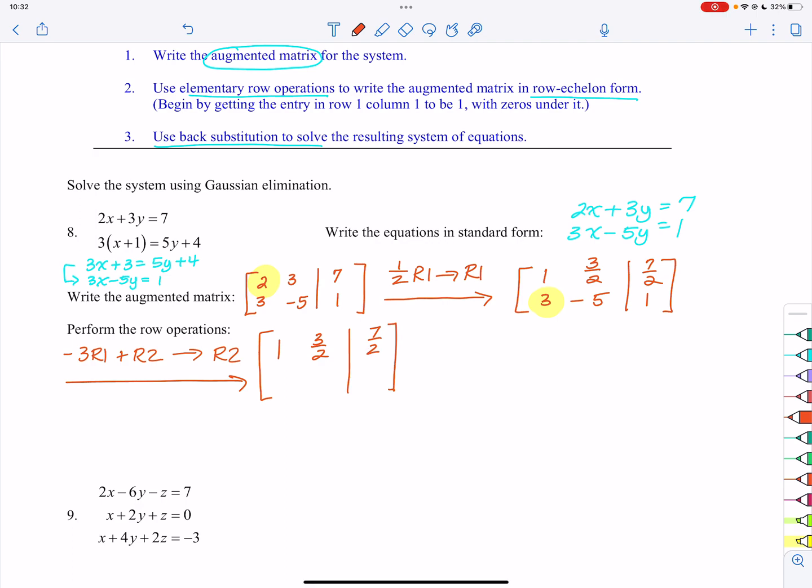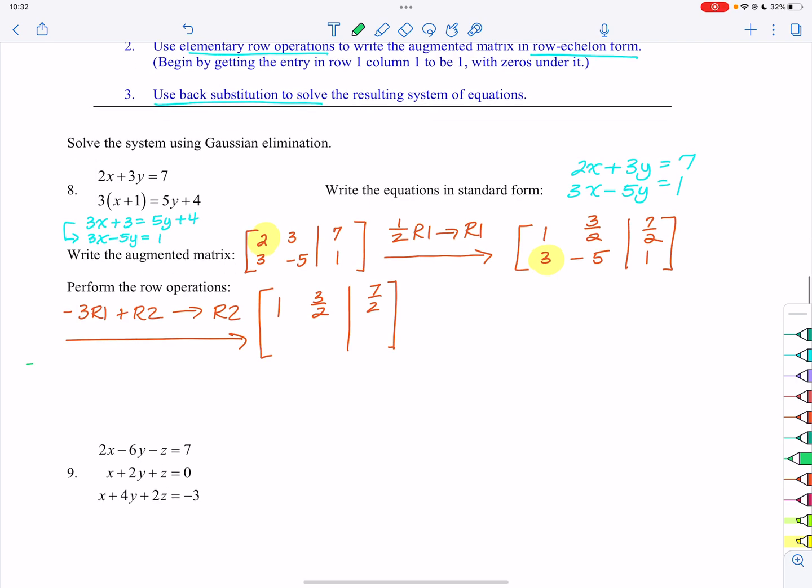And row 2, we're going to multiply -3 times R1. So that would be -3, -9/2, -21/2. And we're going to add those to row 2. So 3 plus a -3 is a 0. Actually, I could write row 2 here as 3, -5, and 1. And I could show you that we are adding those together. So 0, and that would be -19/2. And then this would be another -19/2.